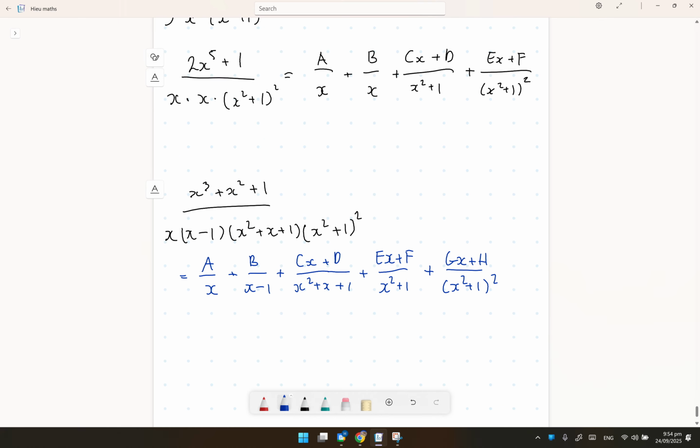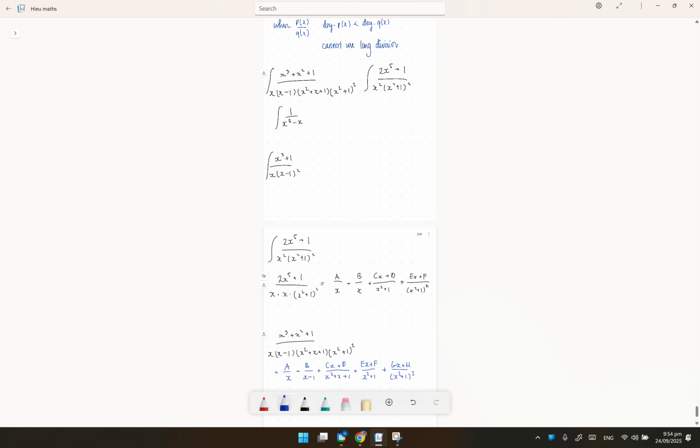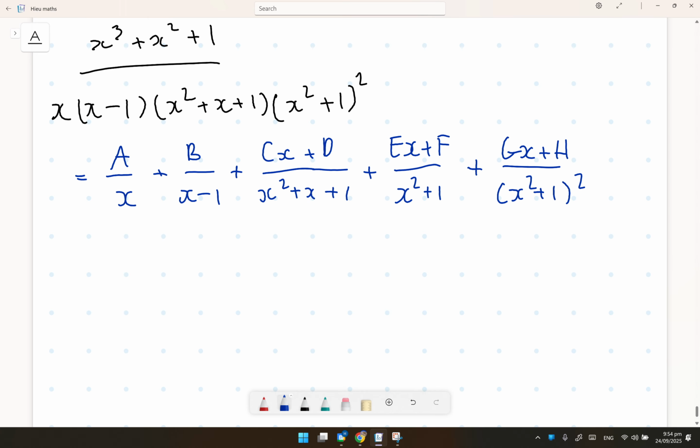So you can see the interplay of that. And once you're able to lay this equation out, all you have to do is find A, B, C, D, E, F, G, H. And then you're going to be able to solve it using integration of each one. And it's a lot simpler, right? Okay, so let's get back.